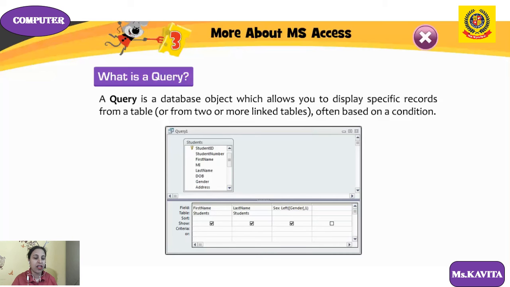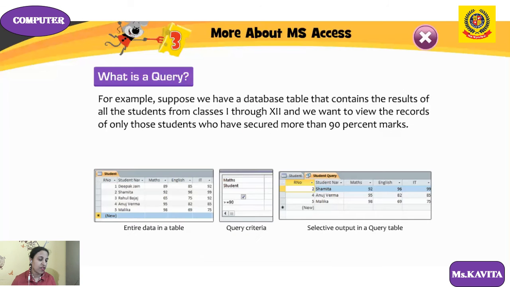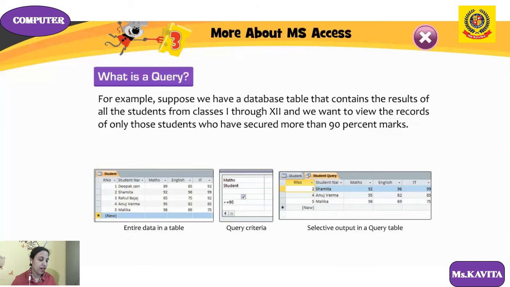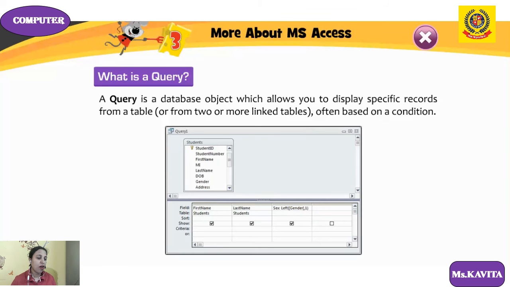Next, what is a query? Query means you can ask any doubts. Suppose you are asking a question, that is a query. In a database, a query is a database object which allows you to display specific records from a table or from two or more linked tables, often based on a condition. So a query is based on a condition which displays specific records.